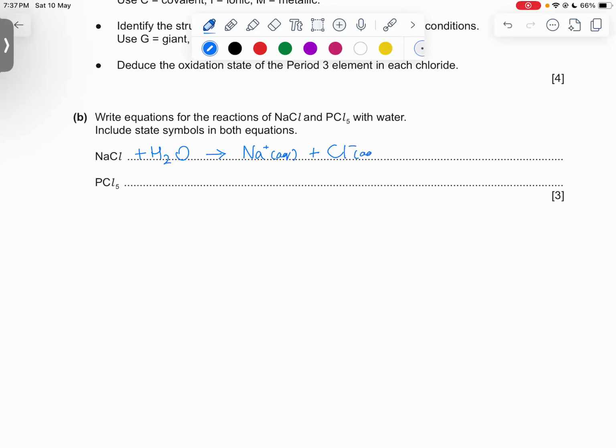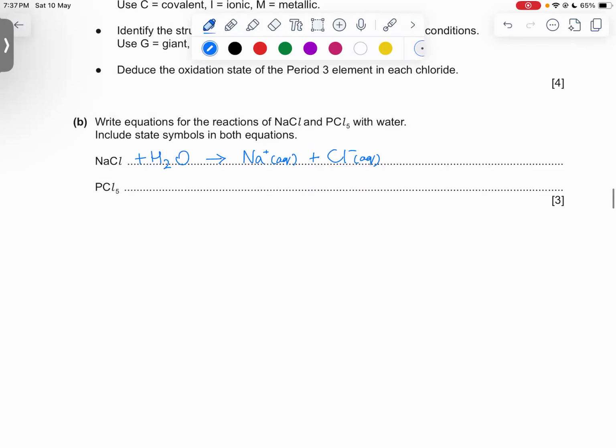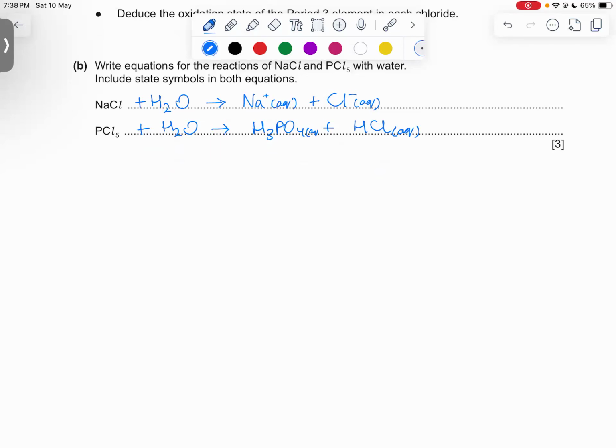Cl minus aqueous. All right. Now we have PCl5. When PCl5 mixes with water, this is a completely different case. This is not just dissolution. This is actually a chemical reaction, right? And the chemical reaction produces phosphoric acid, as we know, and it produces hydrogen chloride gas as well. But hydrogen chloride gas would be soluble. Hydrogen chloride aqueous. All right. H3PO4, that is also an acid, that would also be aqueous. All right. H2O is liquid.